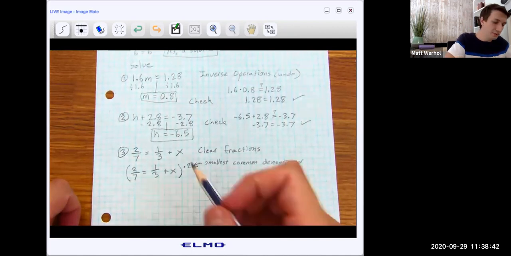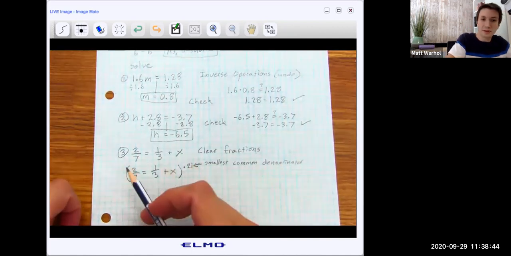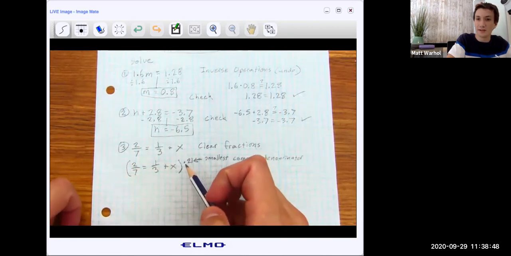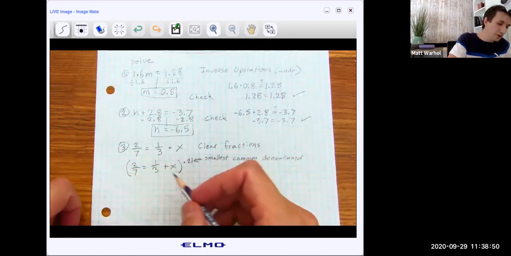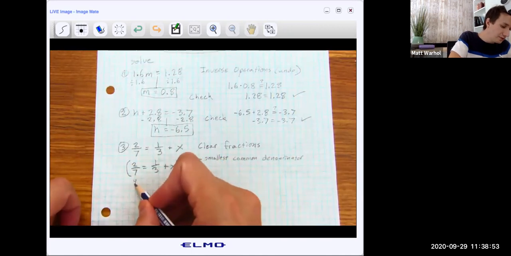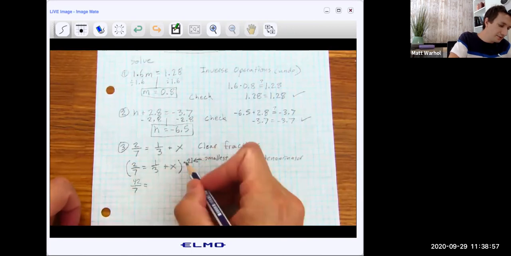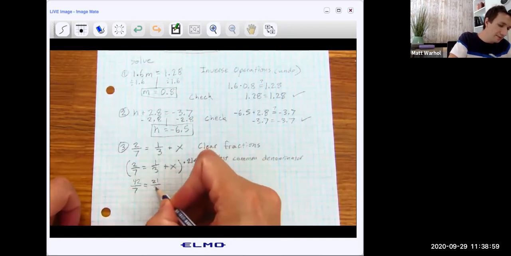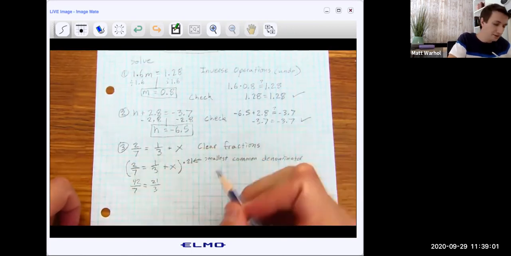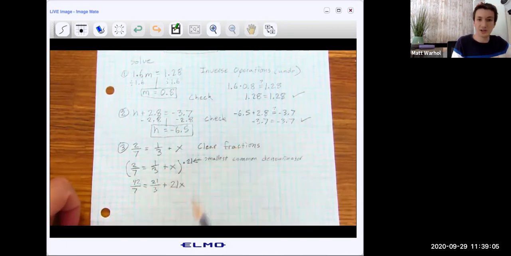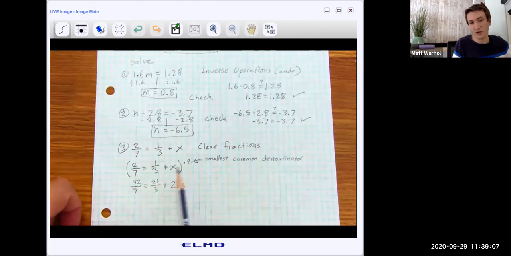Okay, so what happens when you multiply 2/7 by 21? When you're multiplying fractions, all you need to do is multiply the numerators. So 21 times 2 is 42/7 equals 1 times 21, so 21, and the denominator doesn't change. But now it's important that I also multiply the x by 21, because I can change my equation as long as I do the same thing to both sides. Okay?